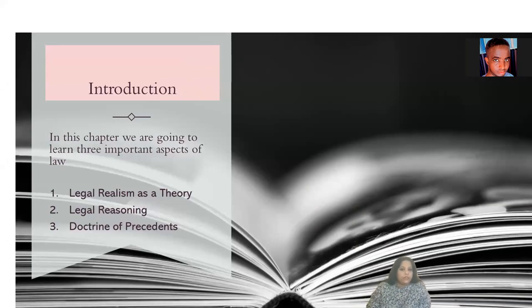So as we said earlier, in today's class, we are going to study three important aspects. One is legal realism as a theory, legal reasoning, and doctrine of precedence. In chapter two, what is important is just these three factors. There are other things called indeterminative factor and so on. That is something which cannot be determined easily. So you can just read through it in our textbook, it's not a problem. But what is important for you in this chapter is legal realism as a theory, legal reasoning, and doctrine of precedence.